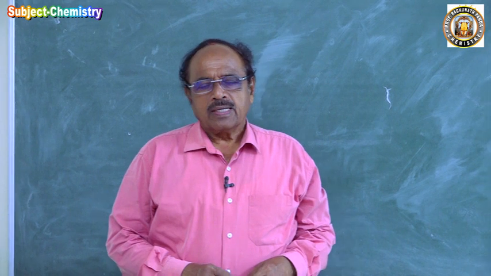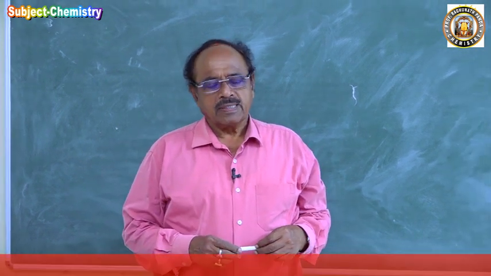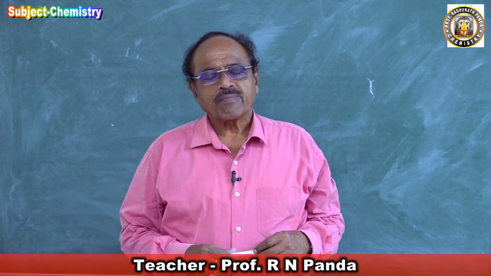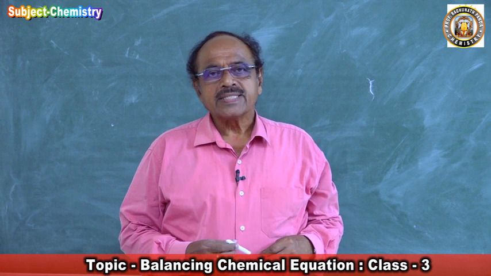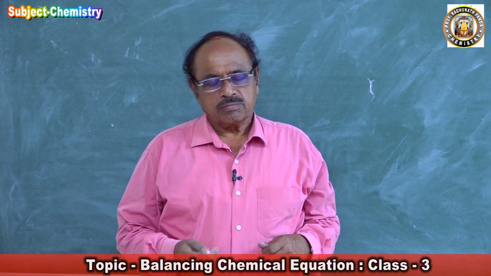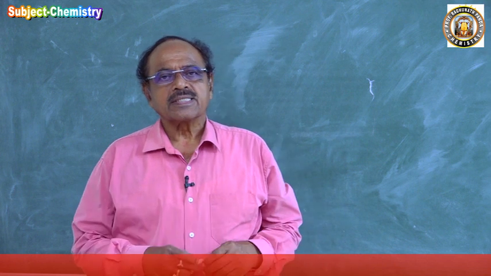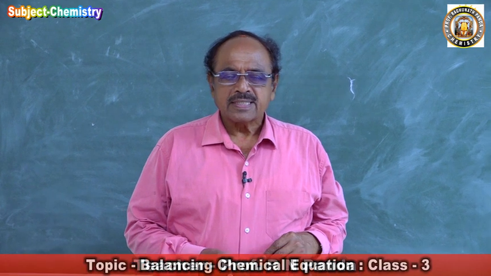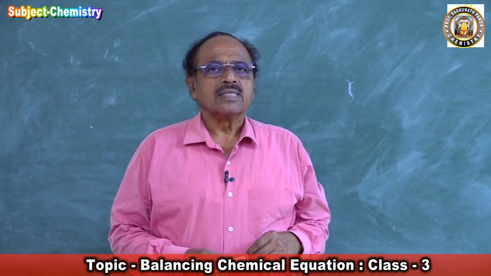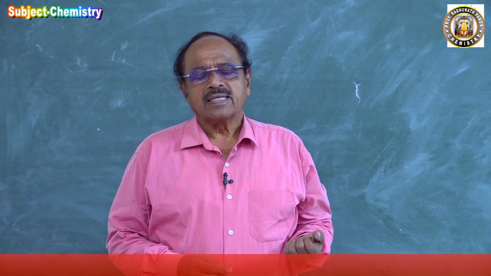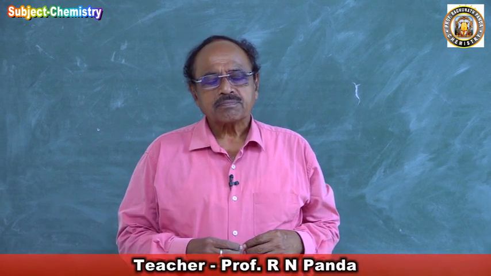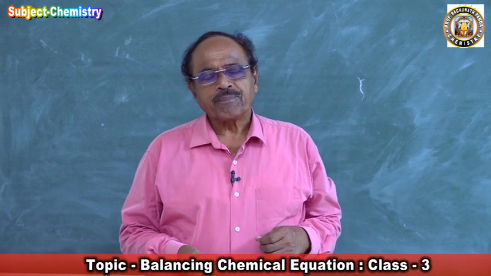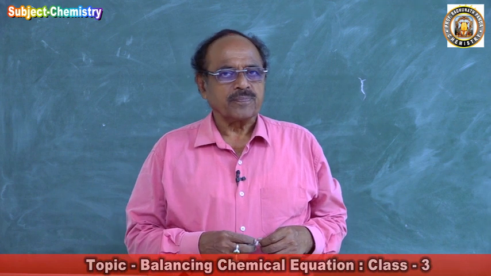Dear students, last class we discussed how to write a chemical equation and how to balance a chemical equation. All chemical reactions are represented by balanced chemical equations. The reactants react to form the product. We write the reactants on the left side and the products on the right side, with their chemical symbols and formulae, to get the skeleton equation.